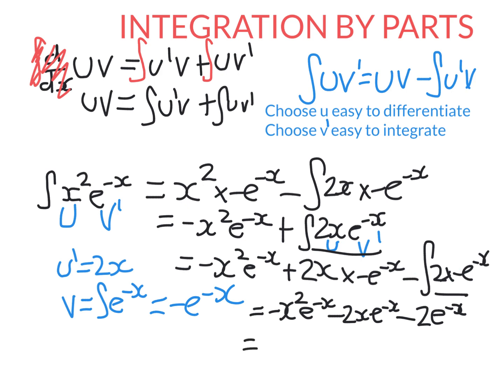So we can make this a little easier by factoring out minus e to the negative x, and inside we have x squared plus 2x plus 2. And because this is an indefinite integral, we need to add the c. All right, let's look at another example.